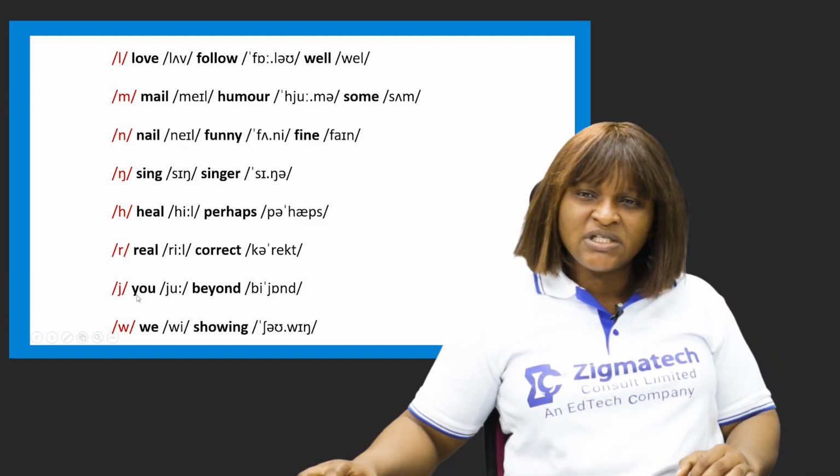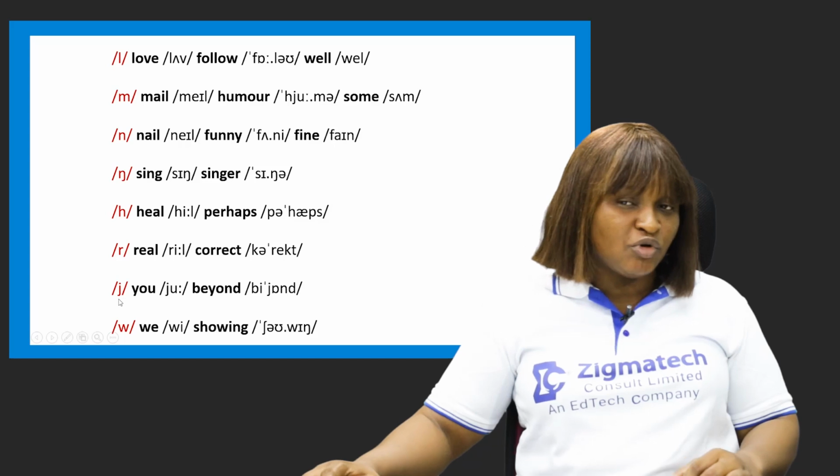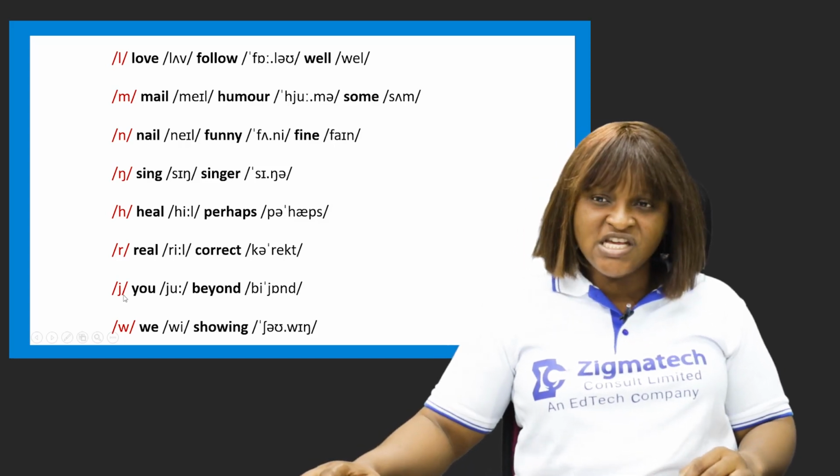Then we have the Y sound. This is letter J, small letter J, but it's not seen as J, it's seen as the Y sound.